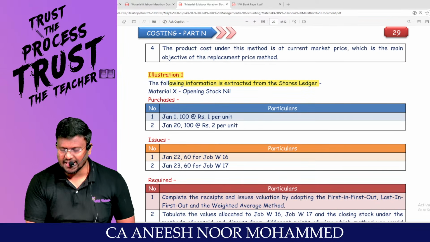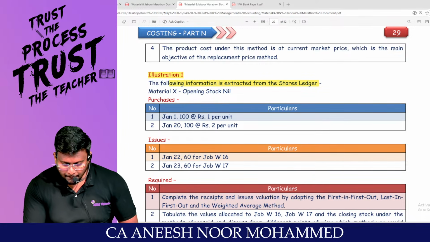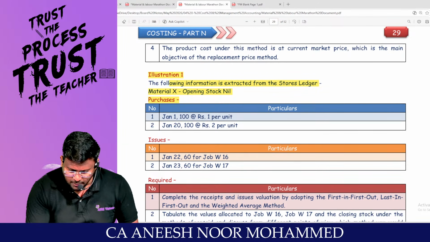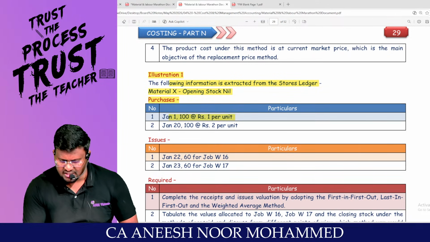Following information is extracted from the stores ledger. Material X, opening stock nil. This much has been purchased. January 1, 100 units have been purchased at 1 per unit.